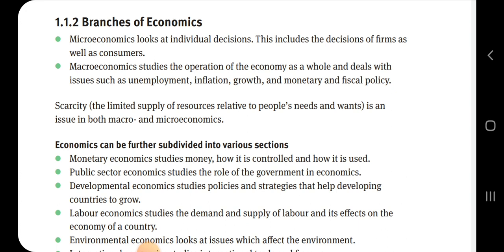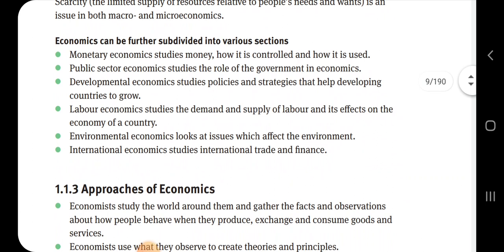Remember, in business studies, macro is big, micro is small; micro is within a business, so it looks at individuals. When we talk about microeconomics, we look at individual people. And when we're talking about macroeconomics, it studies the operations of the economy, a country as a whole. So scarcity, the limited supply of resources relative to people's needs and wants, is an issue in both macro and microeconomics.